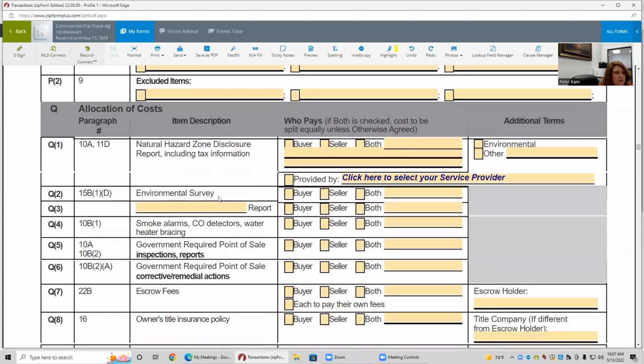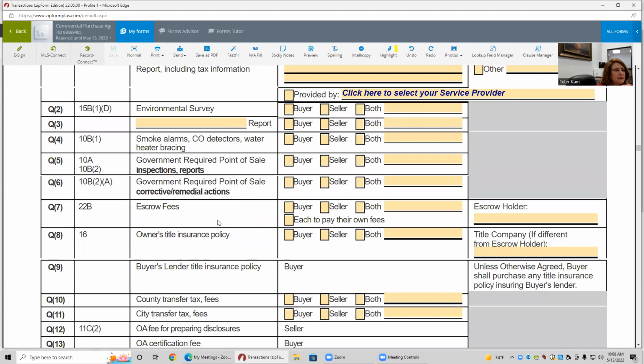Now let's look here, environmental survey. The buyer, seller, or both can pay. So if you want a survey, a Phase 1, go ahead and check what party. And if you want the report, put Phase 1 environmental report here, and then check which party will be paying for it. Very important: this is just the survey, so if you're expecting a Phase 1 report, make sure you're inserting it here, or if you have other reports that you're requesting, go ahead and insert them here, okay? So it's all going to look the same to you.